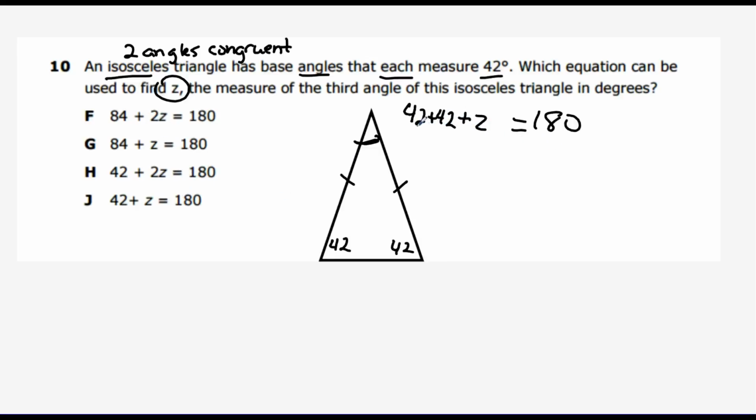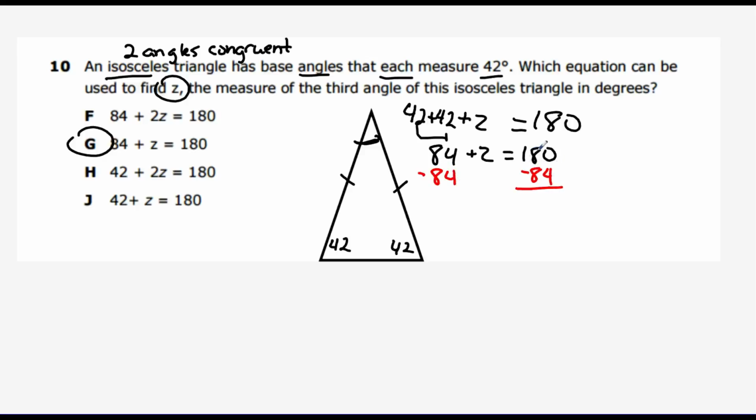So what can we do? Well, this is math we know. 42 plus 42 is 84, plus Z equals 180. Hopefully that's an answer. There it is. Piece of cake. If we really wanted to, could we get Z by itself? Of course we could. We'd have to get rid of this plus 84 by doing minus 84.